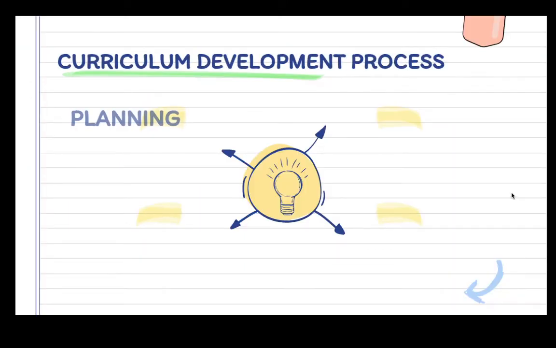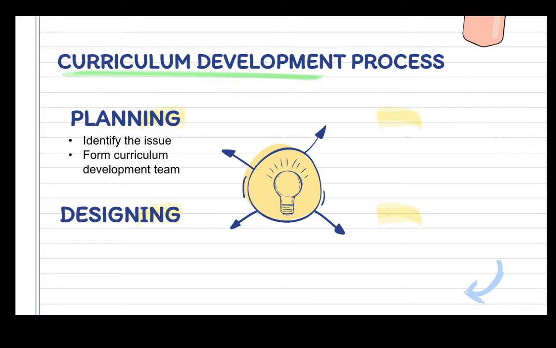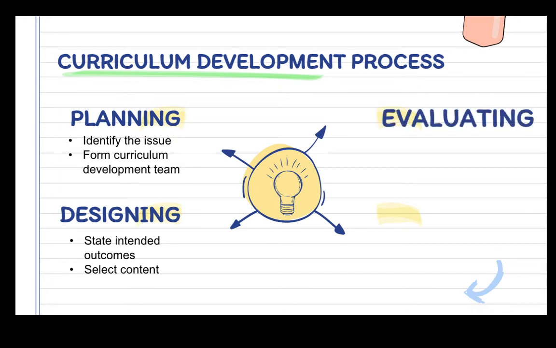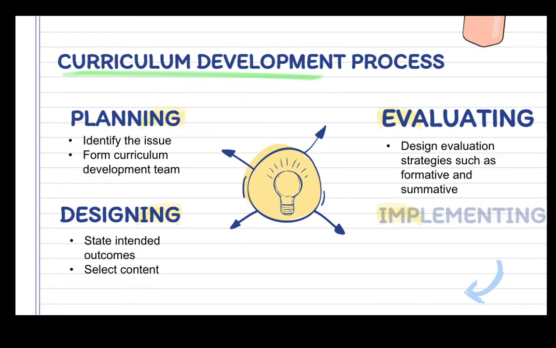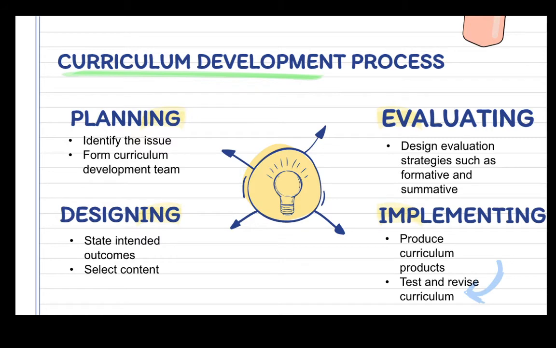Curriculum development process includes planning: identify the issue, form curriculum development team. Next, you're going to do the designing, which states intended outcomes, and you're going to do the selection process of the content. Evaluating: design evaluation strategies such as formative and summative. Implementing: produce curriculum products, test and revise the curriculum if necessary.